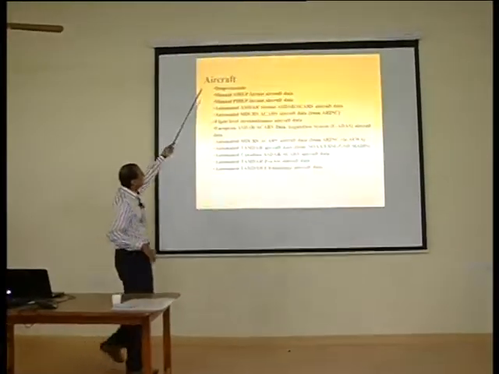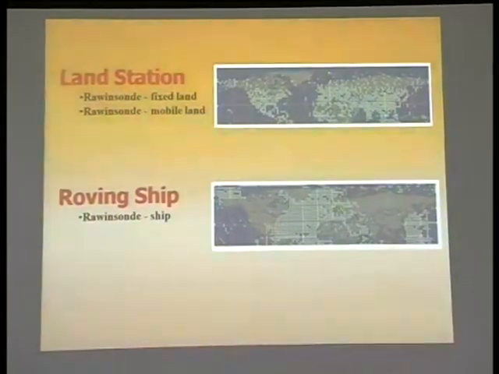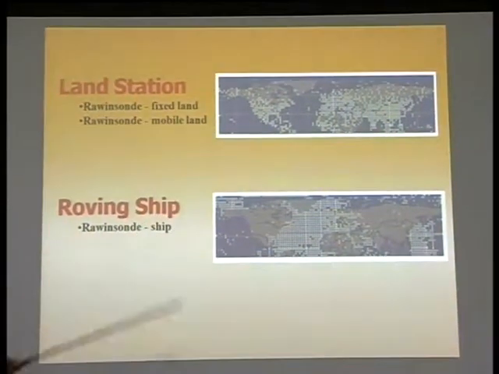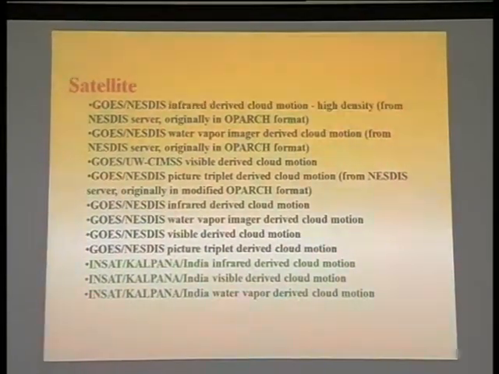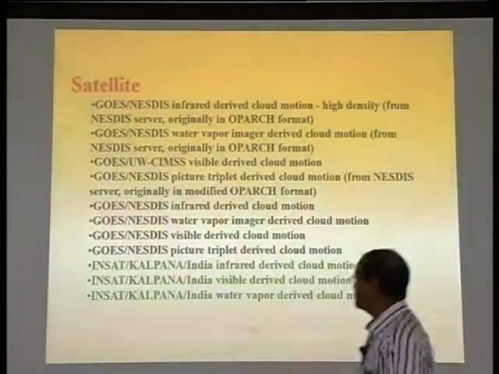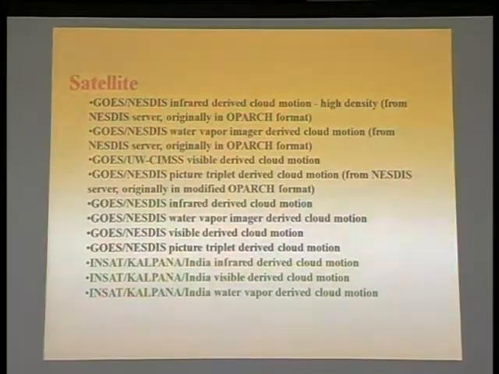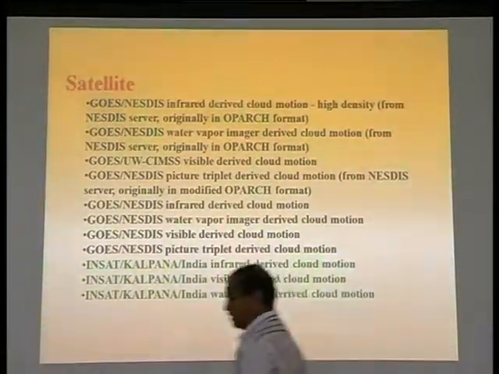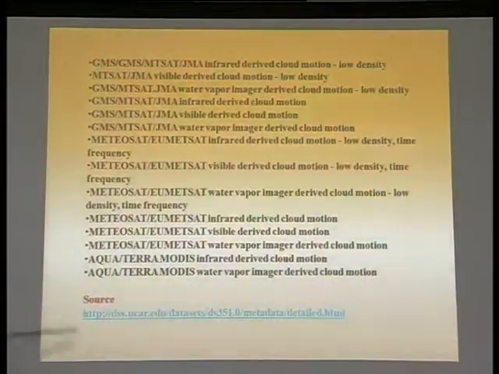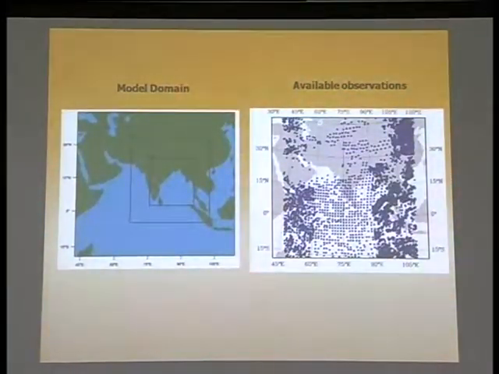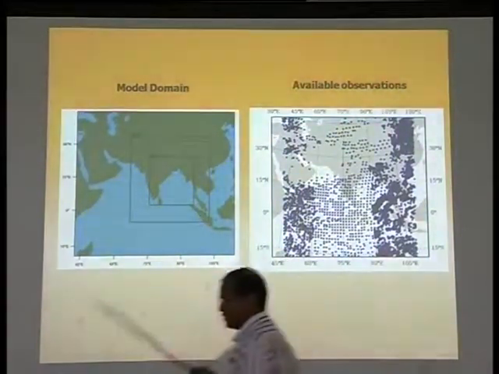Okay, so these are the various aircraft measurements. These are the upper air observations. Land station, this is the ship observation, roving ship, and these are the various satellites. You can see that WRF is already assimilating information from Kalpana: infrared derived cloud motion, visible derived cloud motion, as well as water vapor derived cloud motion. The source of this information is this. Now this is the model domain, and these are the available observations corresponding to this model domain.